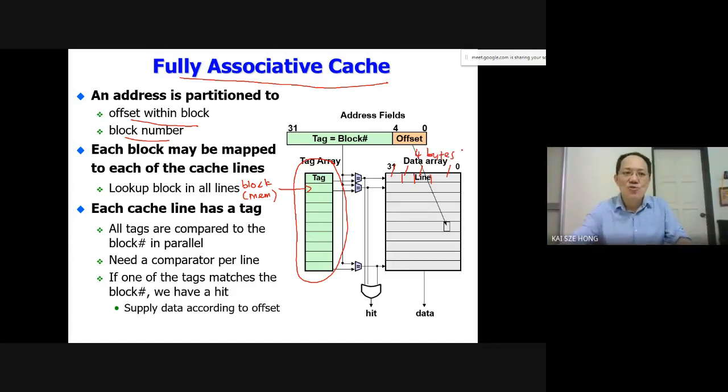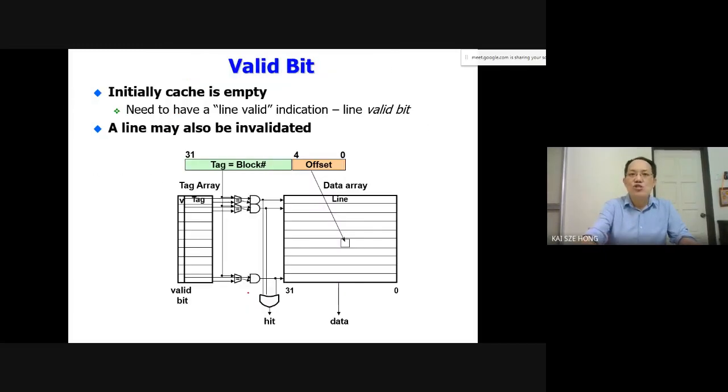So each cache line actually has a tag. Inside the cache, we have many lines, line 1 until n. Then we have a tag. So all tags are compared to the block in parallel. So you need a comparator per line. So this is about the fully associative cache.